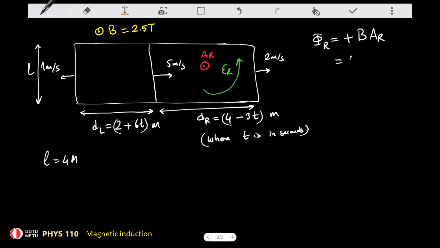Magnetic field is 2.5 Tesla. The area is equal to length times dr, so the length is 4. This length of dr is 4 minus 3t. So you can see that this is 40 minus 30t, and the unit is Tesla meter squared. Okay, so that's basically the time dependence of the flux through the right loop. So let me just add a note in here. This Tesla meter squared unit.